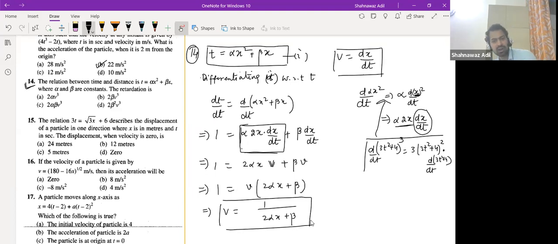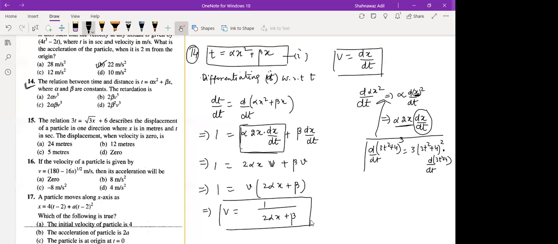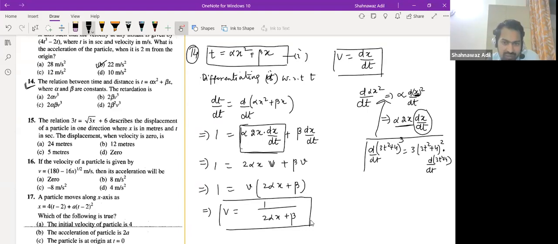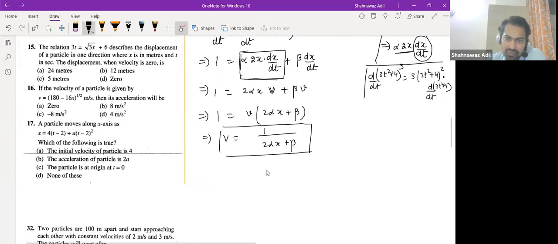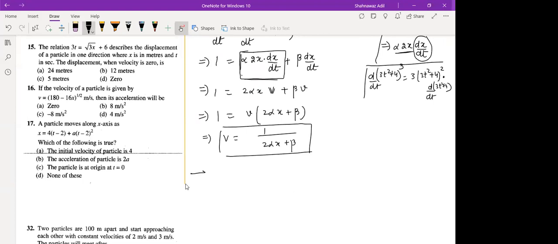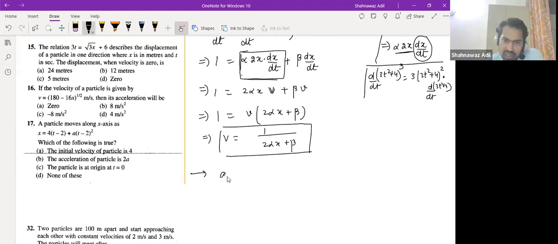Did you guys see this? Is this the easier method or the previous one that we were doing? This one, right? So we have now calculated the velocity. But in the question, what they are asking is the relation for the retardation. So they are asking about the retardation. We have calculated the velocity, so how can we calculate the acceleration? Differentiation. So a is dv by dt, right?